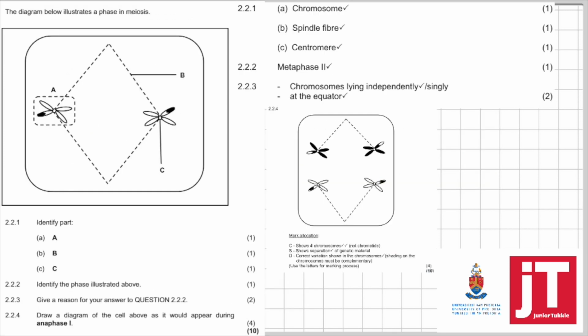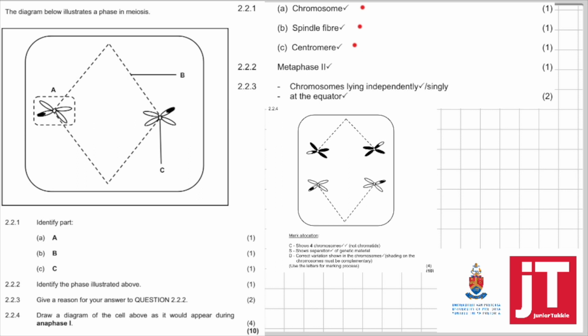Question 2.2. The diagram below illustrates a phase in meiosis. 2.2.1. Identify part A. Part A, can you see? It's pointing to the whole chromosome. So you can see it's even enclosed by a whole bracket or a whole block. So it's a chromosome. Part B, we should know, spindle fiber. And C, can you see it's in the center? Centromere.